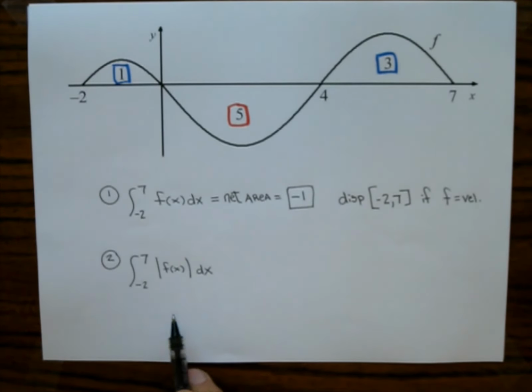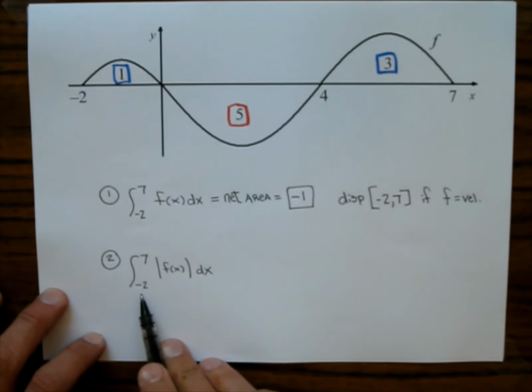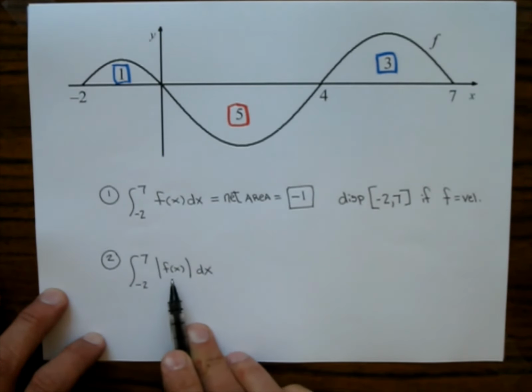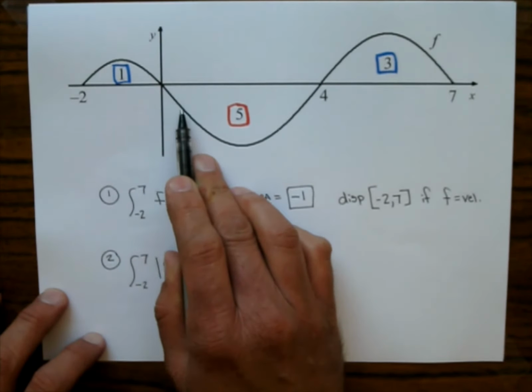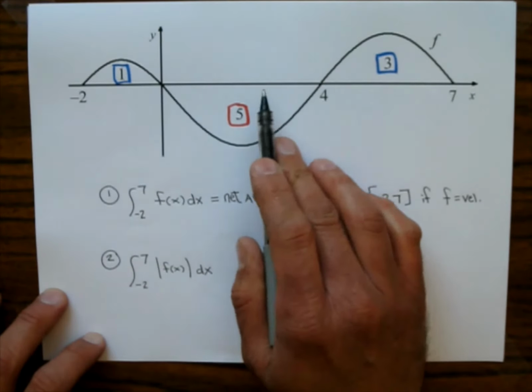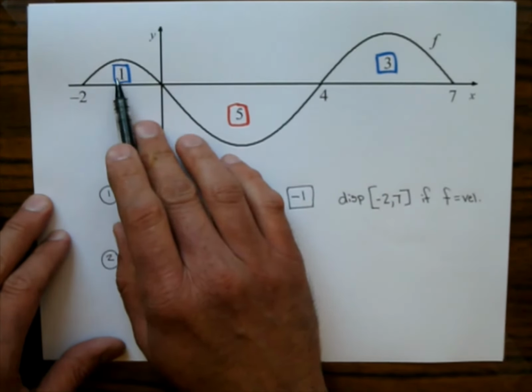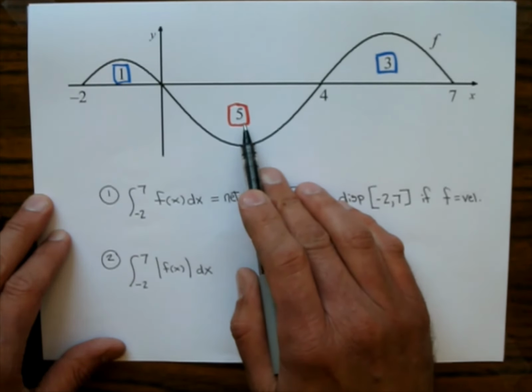Okay, so now what we have here is the next problem. It says the integral from -2 to 7 of the absolute value of this graph. So the absolute value would take anything that was below and actually reflect it above. Now we don't have to draw the graph. All we have to do is add these 3 numbers and not have that be a negative area.